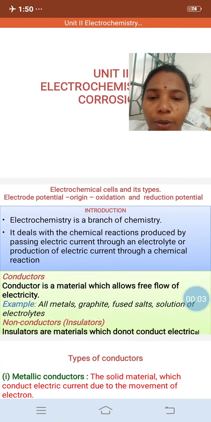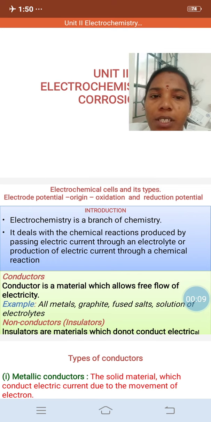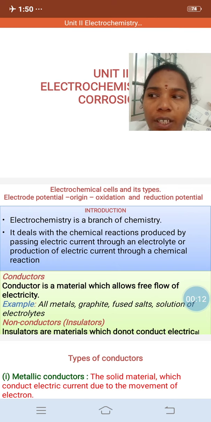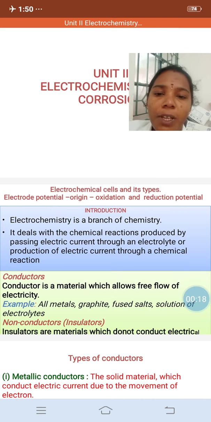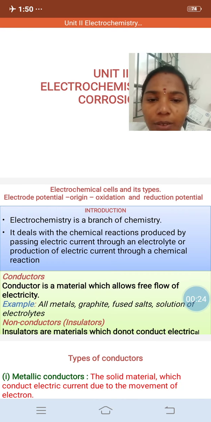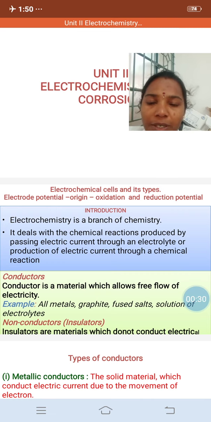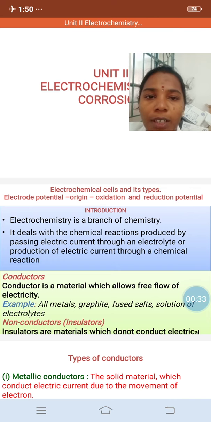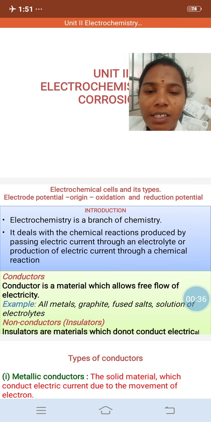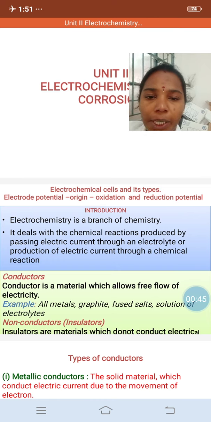Good afternoon to all. Today we have to discuss electrochemistry. Electrochemistry is a branch of chemistry. We have to study electrochemical reactions and also electric current. The principle of electrochemistry is chemical reactions produced by passing electric current through an electrolyte, or production of electric current through a chemical reaction. In this unit, we have to study electrochemical cells and types of electrochemical cells, origin of electrode potential, and finally oxidation and reduction potential.